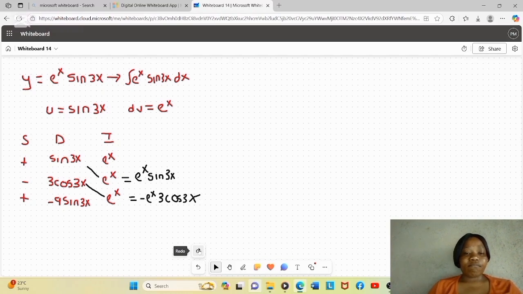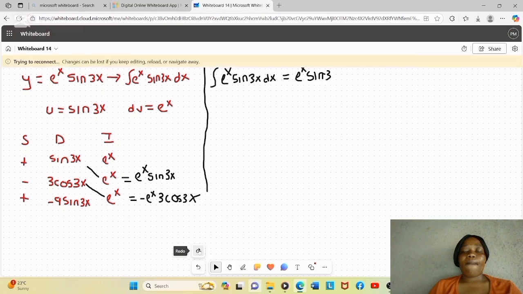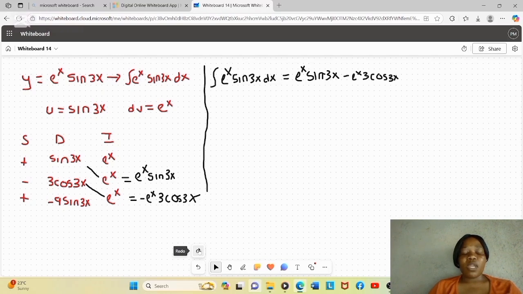Then from here we just plug everything into our formula. Then we have the integral of e to the power x sin 3x dx equals e to the power x sin 3x minus e to the power x times 3 cos 3x.